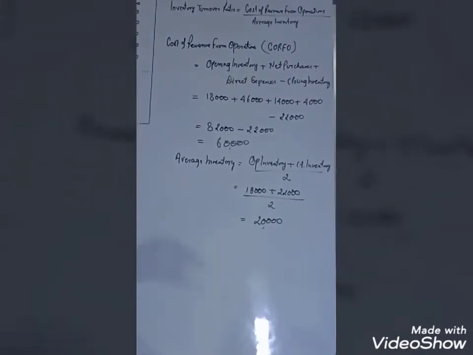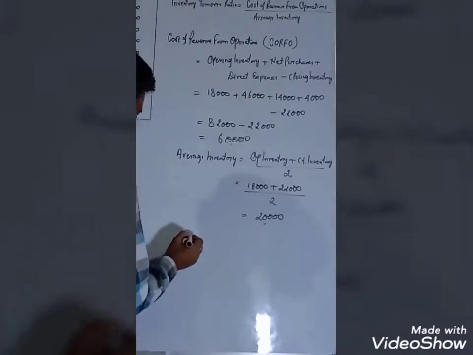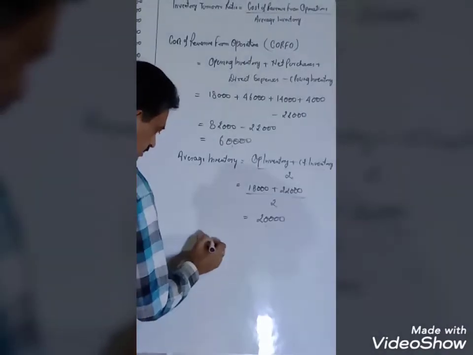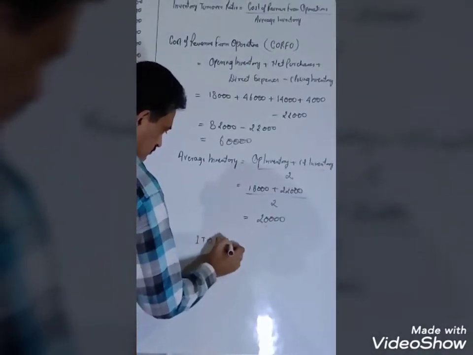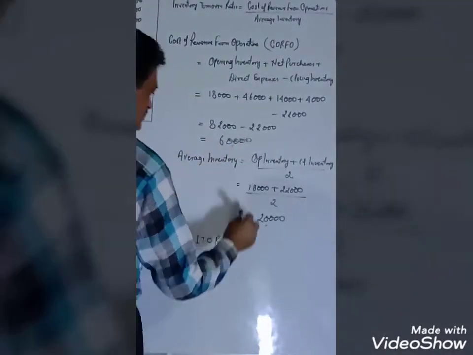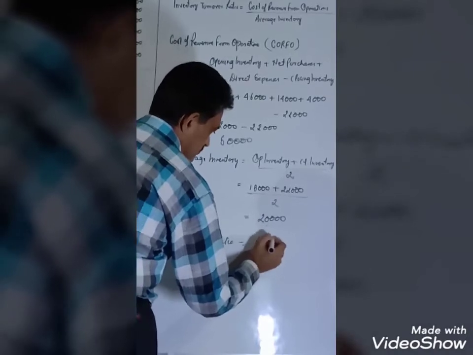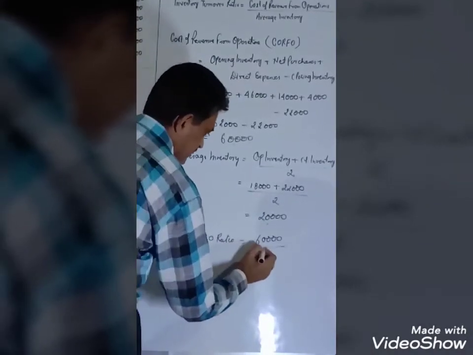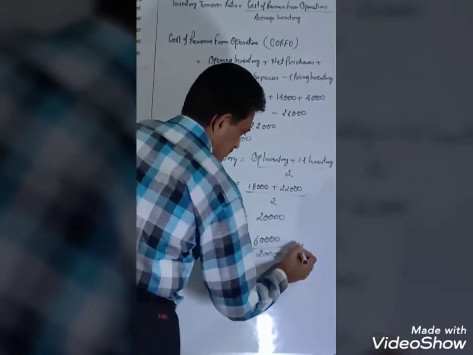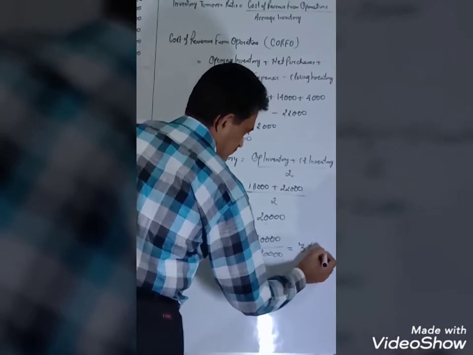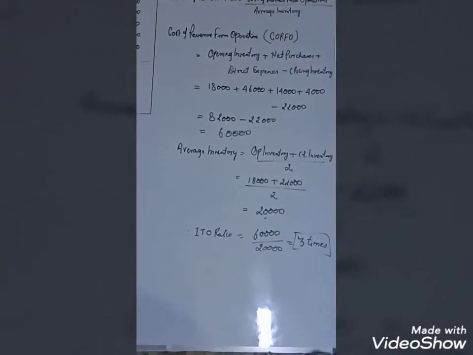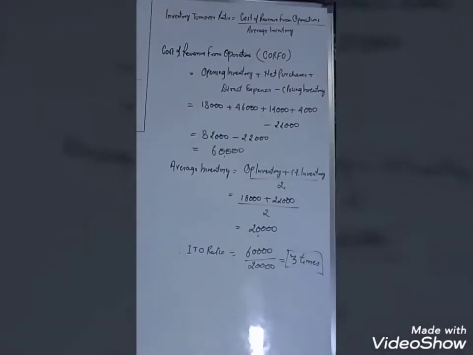Now the inventory turnover ratio is to be calculated. Therefore, inventory turnover ratio equals cost of revenue from operations 60,000 divided by average inventory 20,000. This is 3 times. This is your answer. The inventory turnover ratio is 3 times.